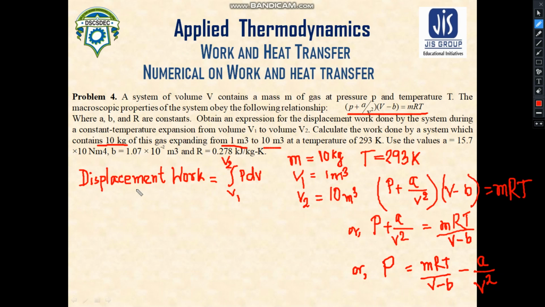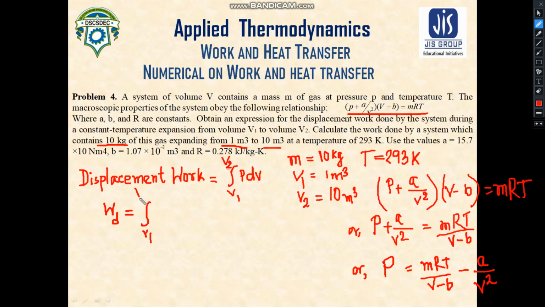So we know, by virtue of our discussion on displacement work, this is the basic formula. This is the fundamental formula which is already provided to us, and we have already discussed how we can derive this formula for displacement work. Since P has been expressed in the form of V, we can easily replace. So let us write down W_D as the displacement work. It will be something like this.